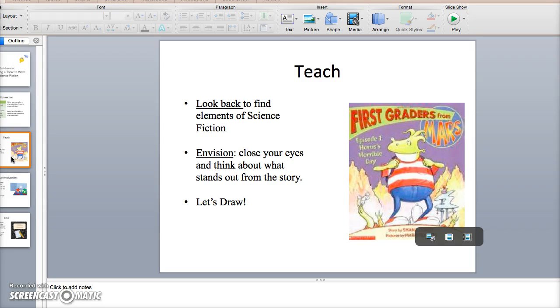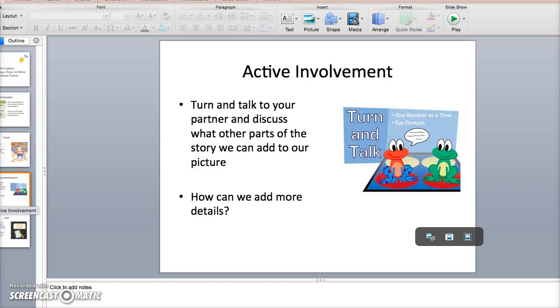So what we're going to do is we're going to practice closing our eyes and thinking about the story and what really comes to our mind whenever we close our eyes. So take a second and close your eyes and see what you're thinking about and what pictures come to mind. All right, so as a class, we are going to use what we envision by closing our eyes to draw a class picture and to illustrate what we remember and what we see from the story. So right now I want you to turn and talk to your partner and discuss what other parts of the story we could add to our class picture.